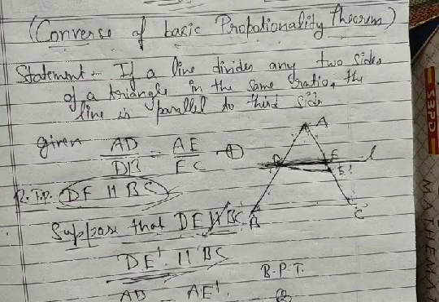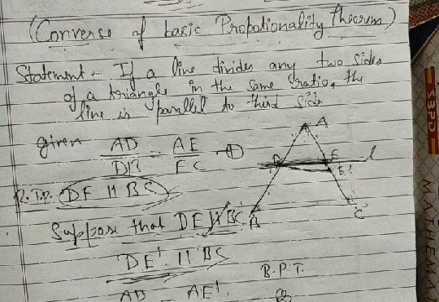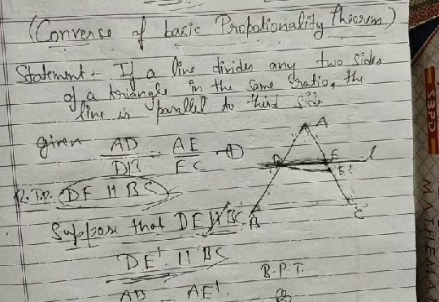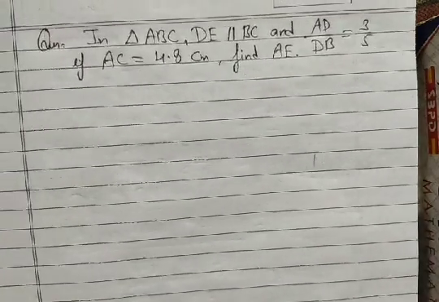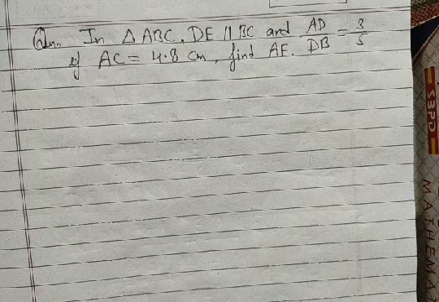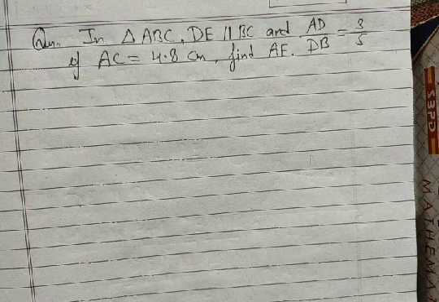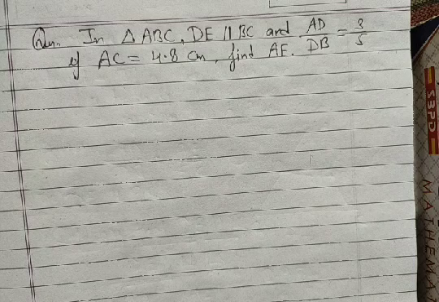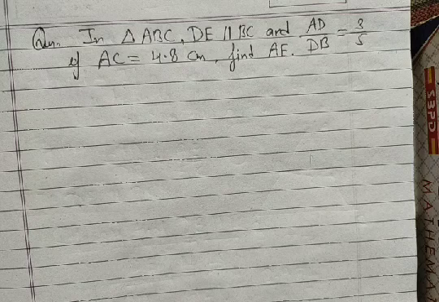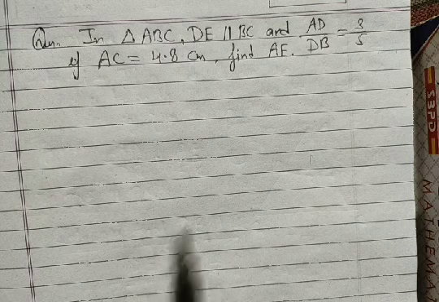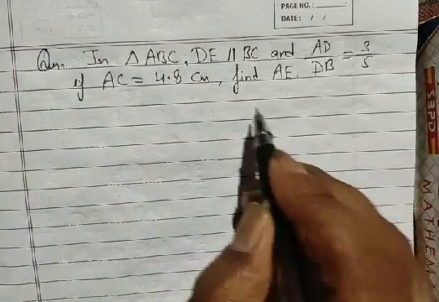Now we move to some problems which are based on the basic proportionality theorem as well as the converse of the basic proportionality theorem. Now we are going to start with one of the problems. In a triangle ABC, we are given DE is parallel to BC, and also a ratio, AD by DB is equal to 3/5. If AC is 4.8 centimeters, then we have to find the value of AE. First, draw a rough figure.